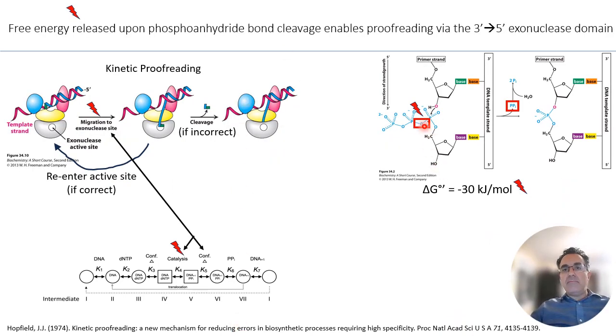Once the main catalytic event has occurred, the phosphoanhydride bond that has been hydrolyzed between the alpha and beta phosphate groups is going to release a tremendous amount of free energy. And that free energy is going to be used in the next step, which involves a conformational change of the enzyme, in which the growing strand is going to essentially get booted out of the active site by all that energy that's been released, and make an excursion into the exonuclease site.